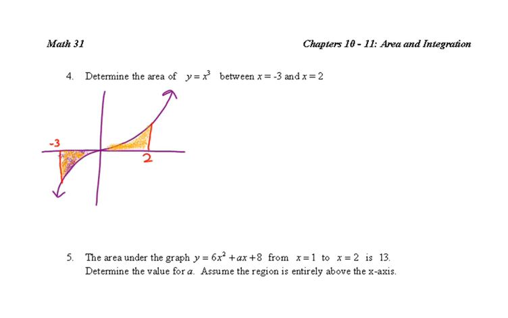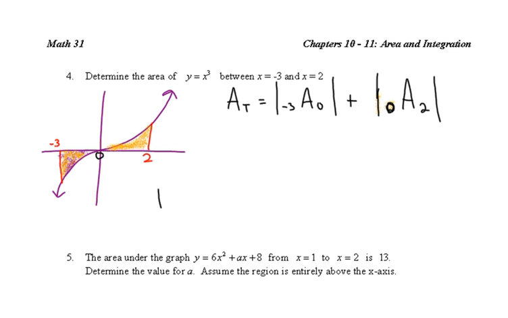What would you do? No, you don't ignore it. You add them together, so you split it up. So now, in order to find our total area, we do the area between negative 3 and 0 plus the area between 0 and 2. Okay, so what's the antiderivative of this function?